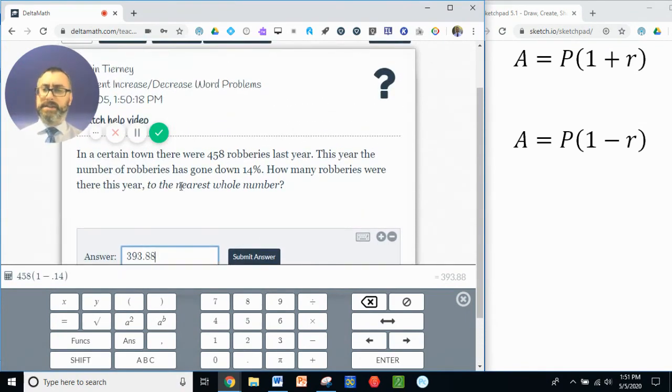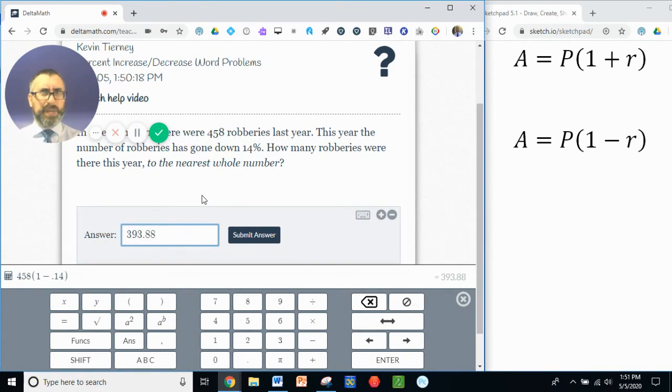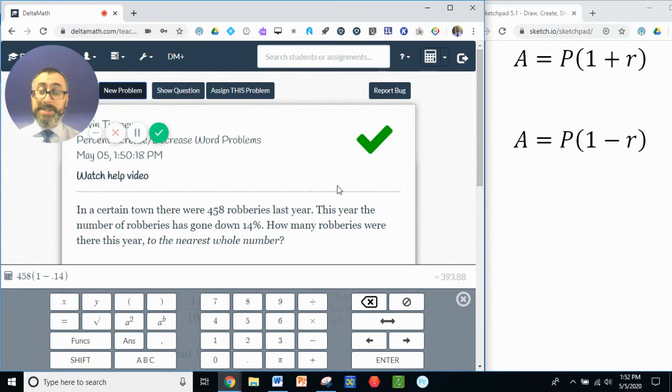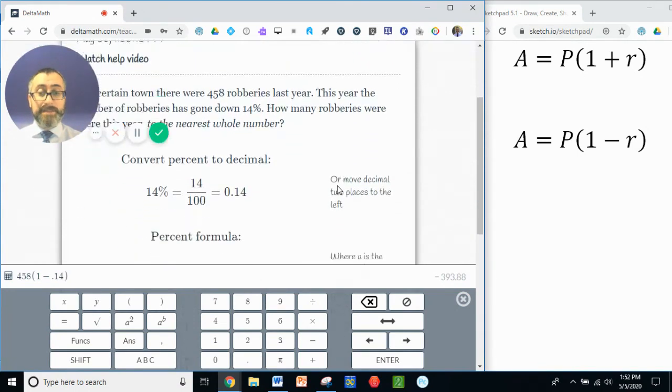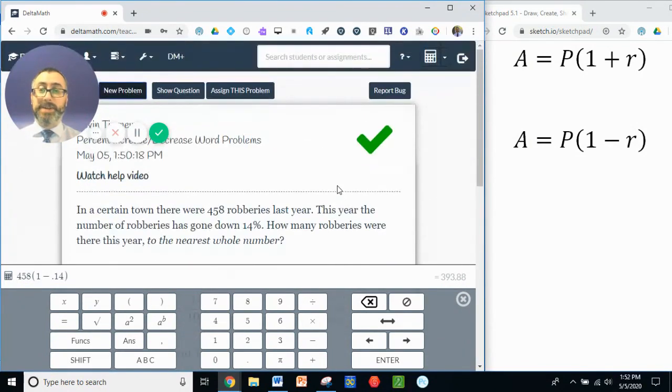393.88. Hold on. We need to round to the nearest whole number. Doesn't make sense for there to be 0.88 of a robbery. I'm going to just round this to the nearest whole number. I cut off everything after the decimal place. Ooh, that 8 is big enough to change things. So when I cut it off, I need to bump up my 3 to a 4. All right, so it looks like there were that decreased number of 394 robberies.